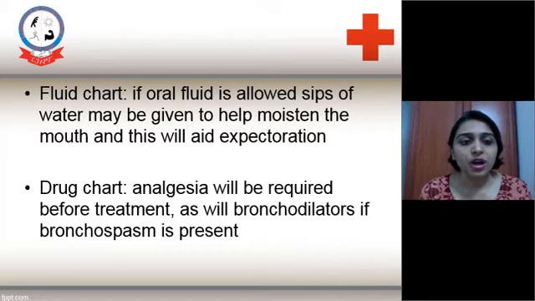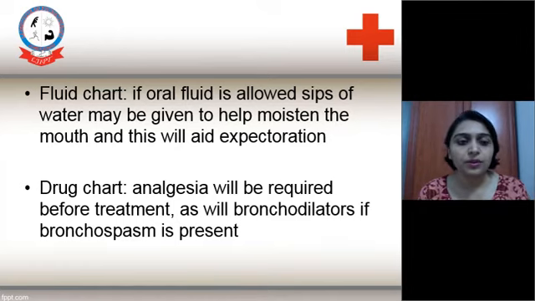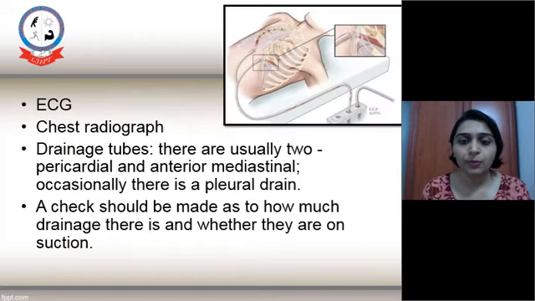Next is the fluid chart. If oral fluid is allowed, sips of water may be given to help moisten the mouth, and this will also aid in expectoration during physiotherapy treatment. Drug chart: analgesia will be required before treatment, because if the patient has pain at the level of the incision, the patient will not be able to cooperate with any kind of breathing or chest mobility exercises. So analgesia should be given prior to treatment. Some patients may also require bronchodilators if they have bronchospasm.